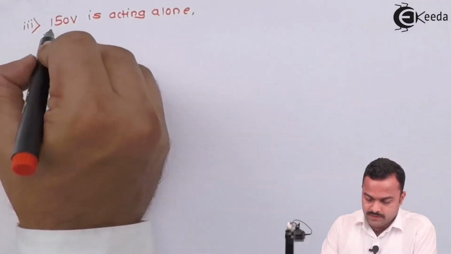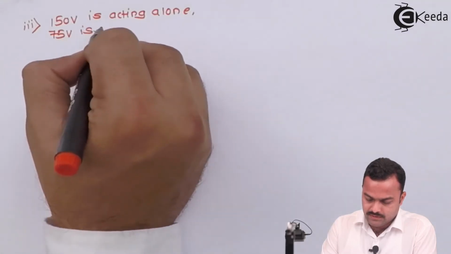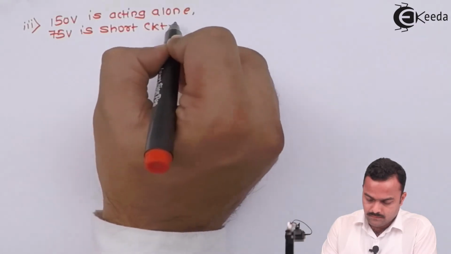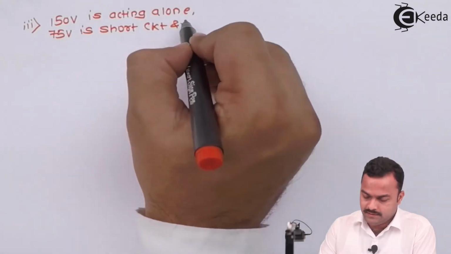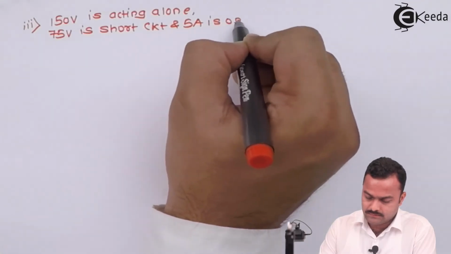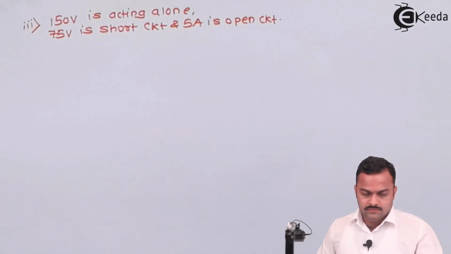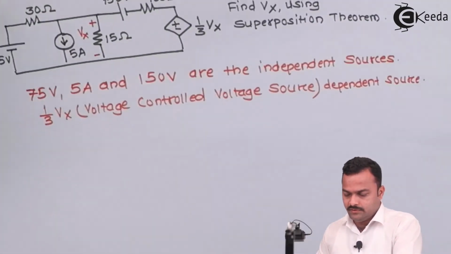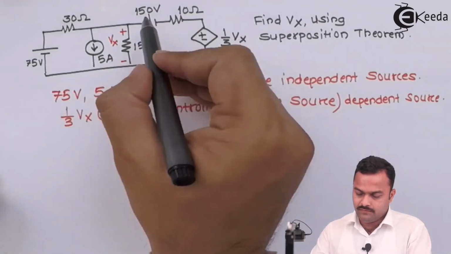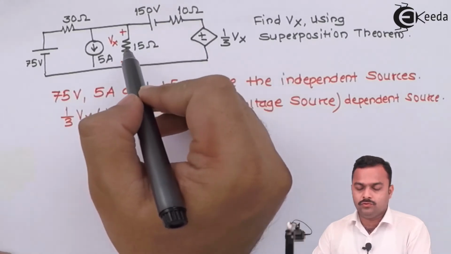What we have to do for the remaining sources? So first is the 75 volt. We will short circuit it because internal resistance is 0. And 5 ampere, internal resistance is infinite, so 5 ampere is open circuited. So in the original circuit, we will consider the effect of 150 only. This is shorted, this is open, so we will get only a two loop circuit.